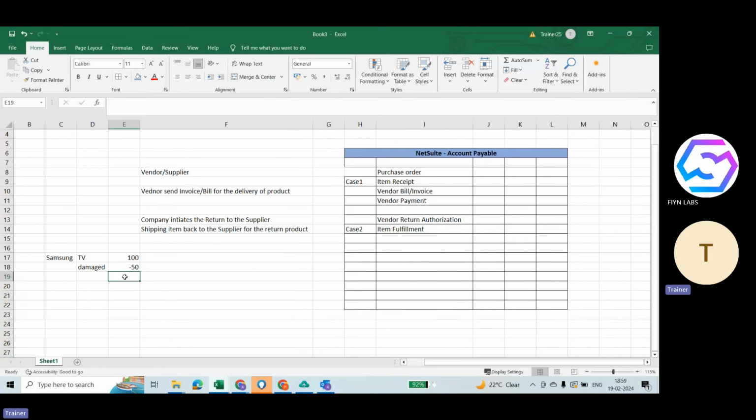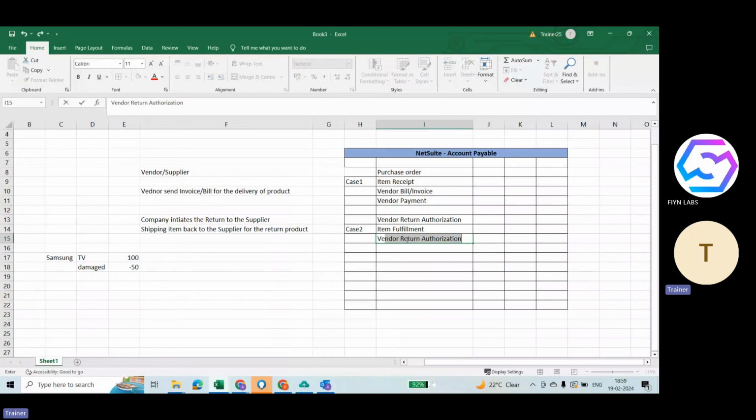And that means you are fulfilling that item back to the Samsung company, and that is nothing but the item fulfillment you are creating over here. Okay, now once this step is done, that means the vendor now owes you some money. So the vendor needs to pay you that money.